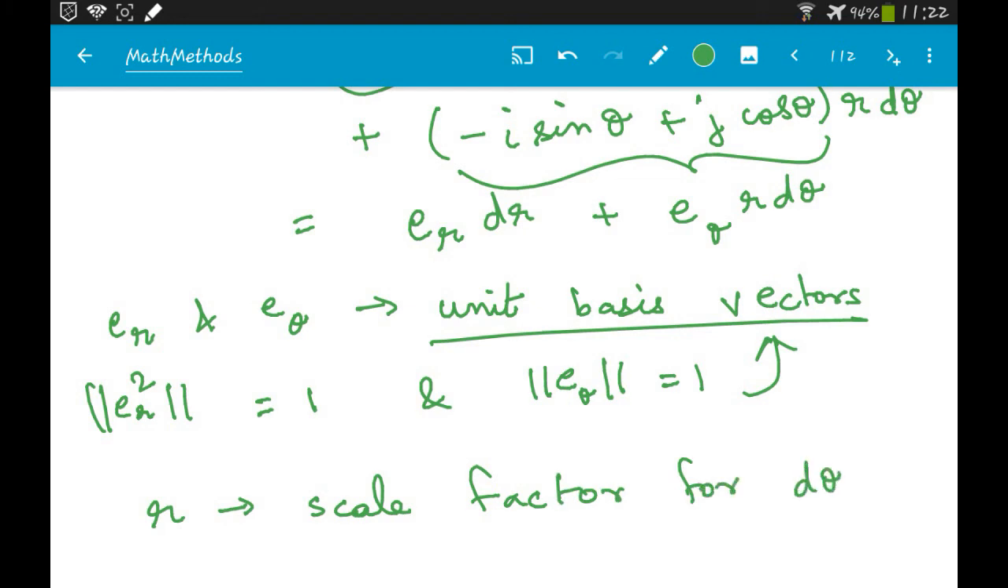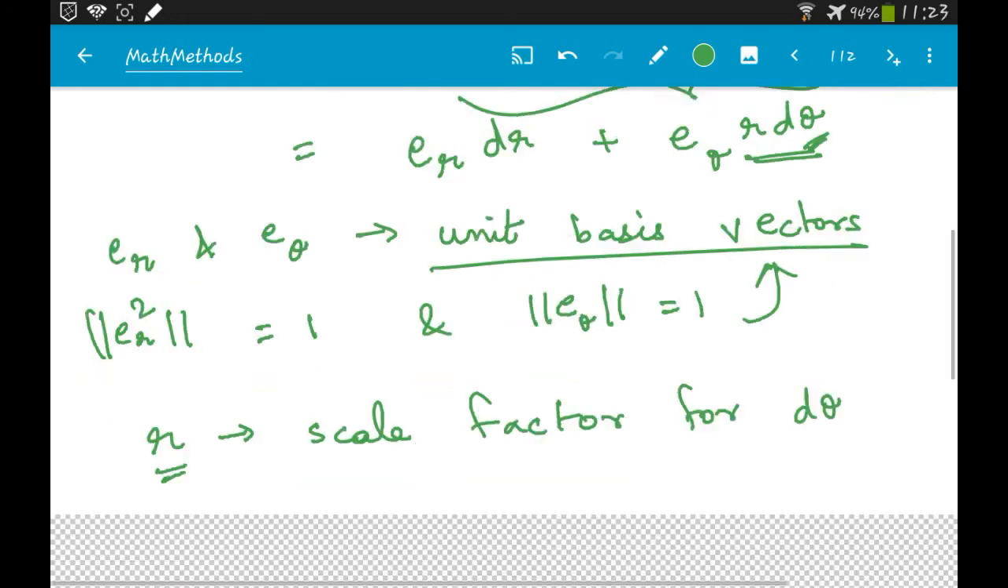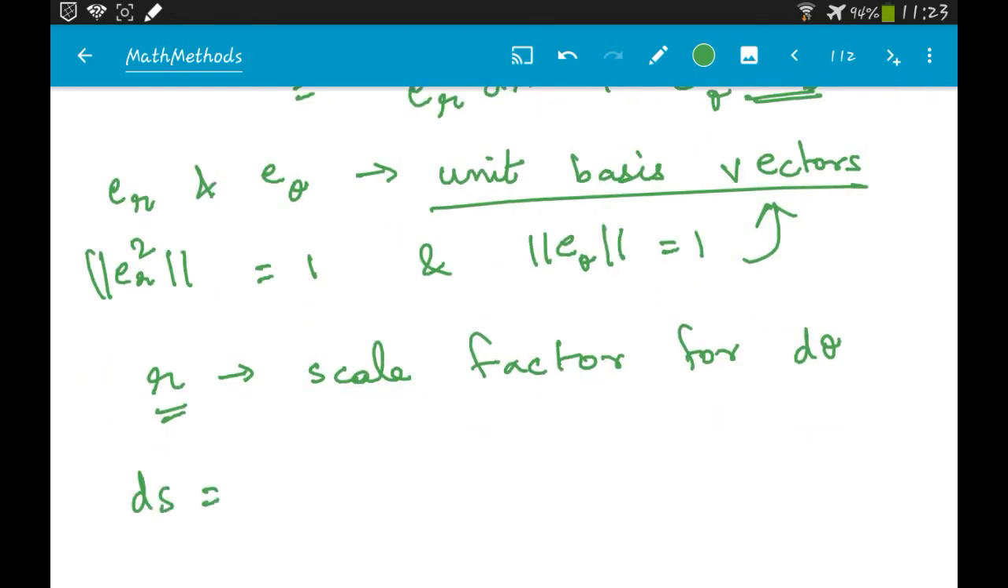Okay, so e_r and e_theta are unit vectors, unit basis vectors, and r is your scale factor for d theta, right? As I have explained, if you keep r constant and you only change theta by a small amount d theta, then the change in ds is going to correspond to r d theta, which means r is a scale factor for d theta. Alright, so your ds can actually be written as e_r dr plus e_theta r d theta. Okay, and that is the way that we write your ds. So these are your unit basis vectors.